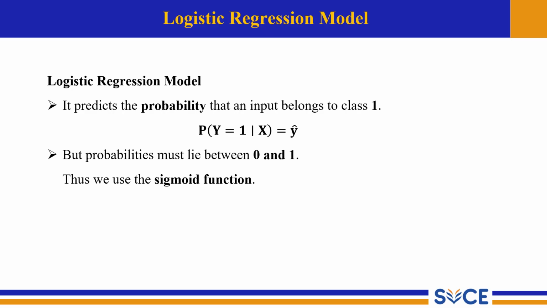Fourth one is the sigmoid function. To solve this, logistic regression uses the sigmoid function. The sigmoid takes any real number as input and squashes it into a value between 0 and 1. The formula is sigma of z equals 1 divided by 1 plus e to the power of minus z. This curve is S-shaped, smoothly transitioning from 0 to 1. When z is very negative, the output approaches 0. When z is very positive, the output approaches 1.